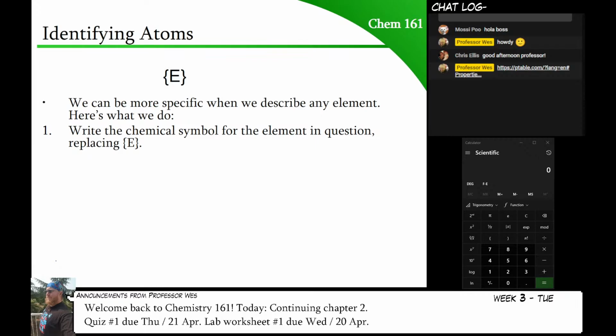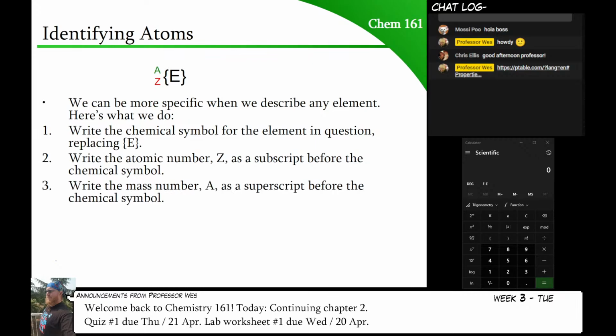Get rid of that curly brackets E and replace it with whatever chemical symbol the problem that we're asking about is looking for. Step 2, we're going to look at the atomic number of that element that we're working with. We're going to write it as a subscript right before it. Then we're going to write the mass number as a superscript right before it too. They stack vertically on top of each other like this.